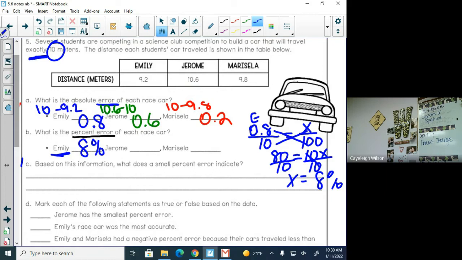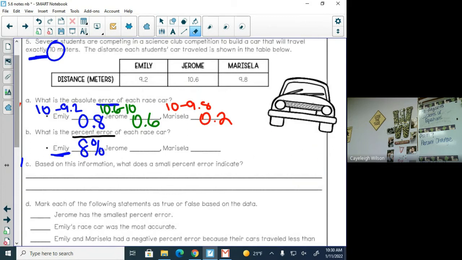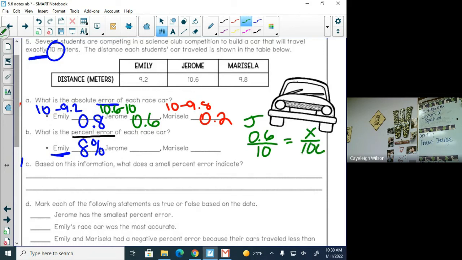All right, I'm gonna try Jerome's. I'm gonna erase this because I don't have enough room. Okay, so Jerome had an error of 0.6. So I'm gonna do 0.6 over the exact amount, which was 10 meters, equals x over 100. So 0.6 times 100 is 60. 10 times x is 10x. Divide by 10, and his error was 6%.